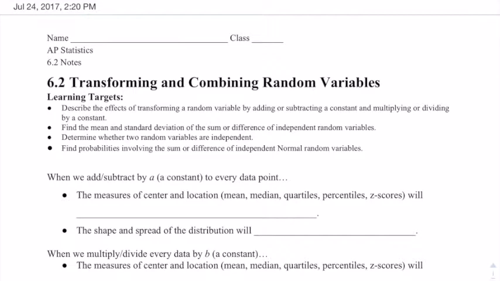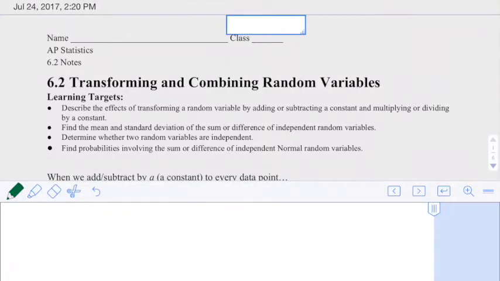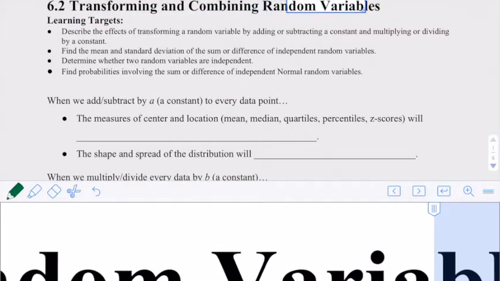Alright, AP Stats students, I'm going to try to do 6.2. I did the whole video and it didn't record, so I'm going to try this again. Hopefully it actually works. Transforming and combining random variables.